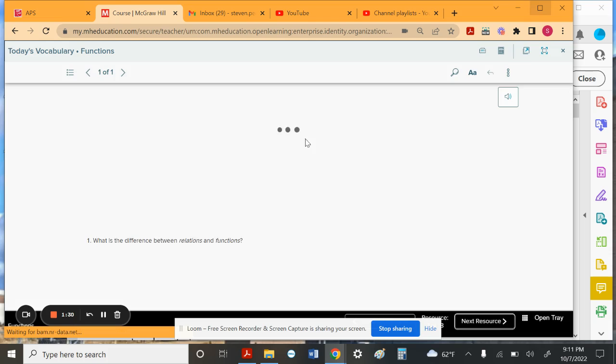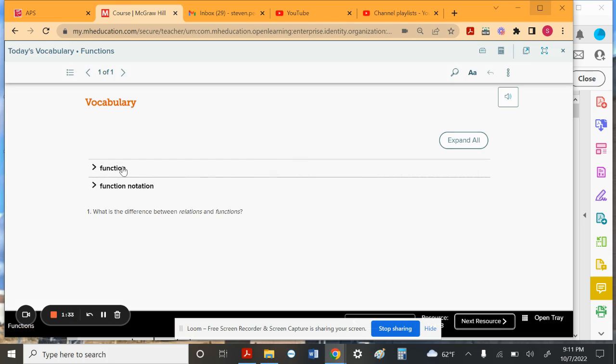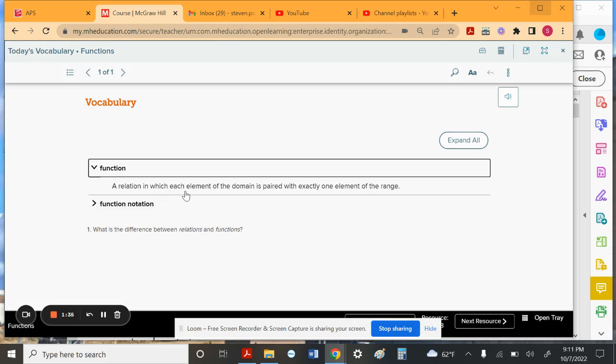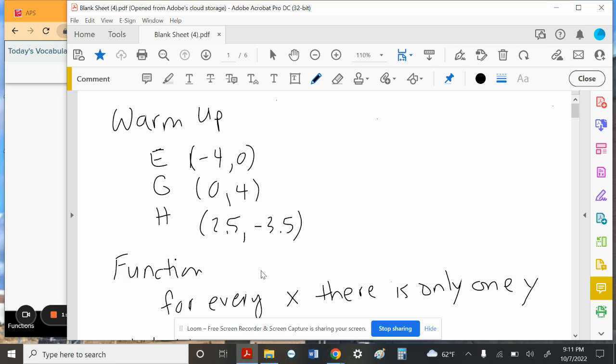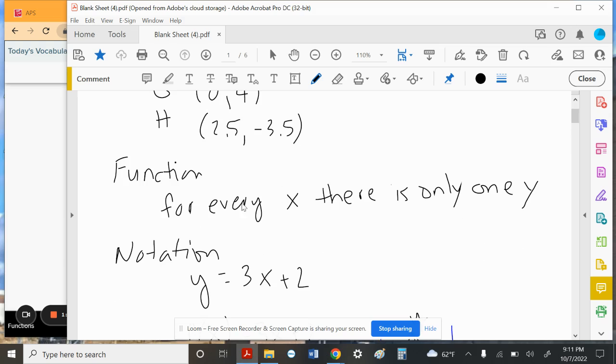So for today's vocabulary, we're going to learn a few terms. The first one is, what is a function? A function is a relation, which of course is a bunch of points, where each element in the domain, so every x, is paired with one element in the range. What's important about that definition, as I've simplified it, is that for every x, there is only one y. So no matter what, for every single value of x in the entire function, I can only have one y value.